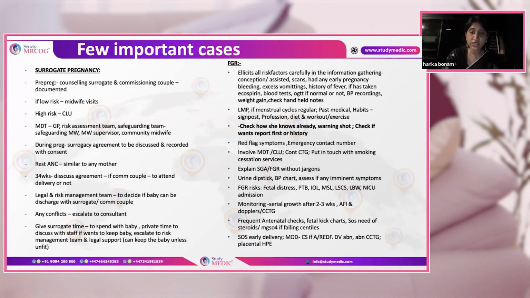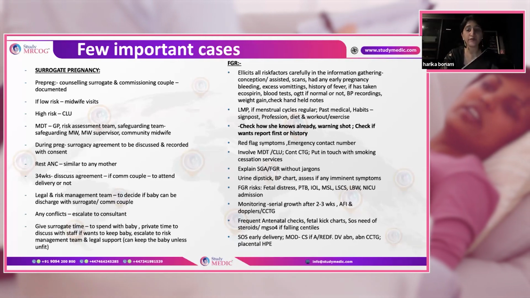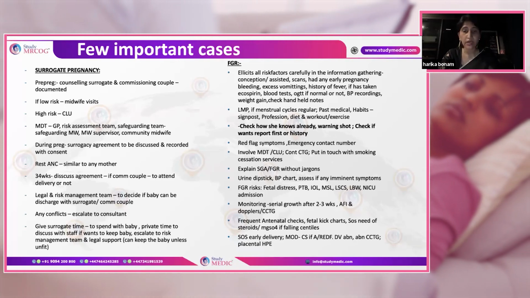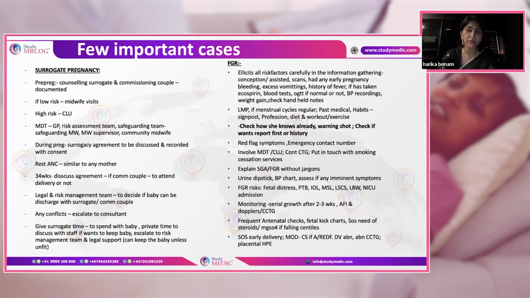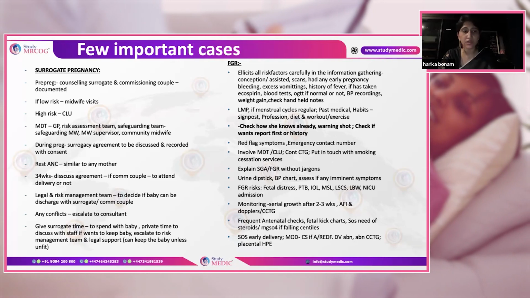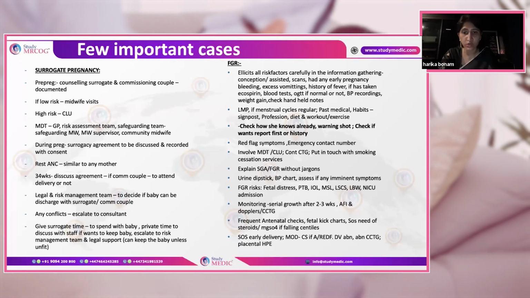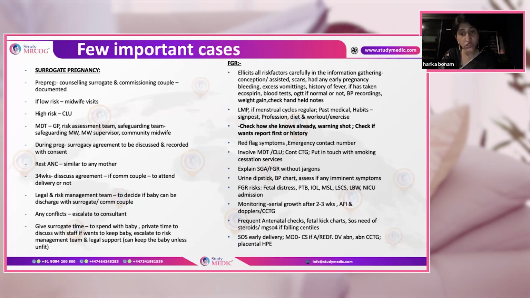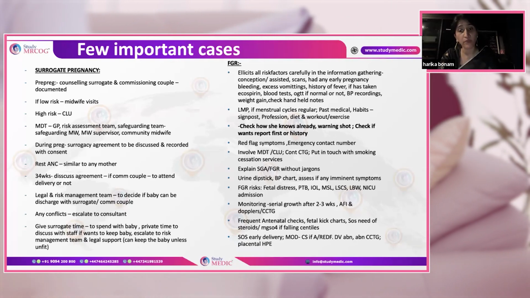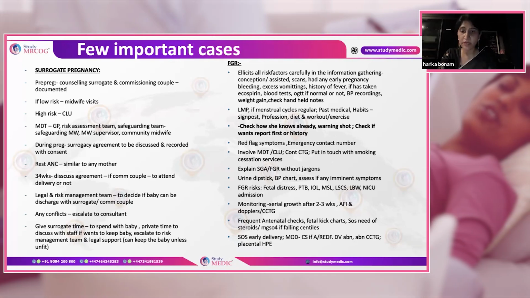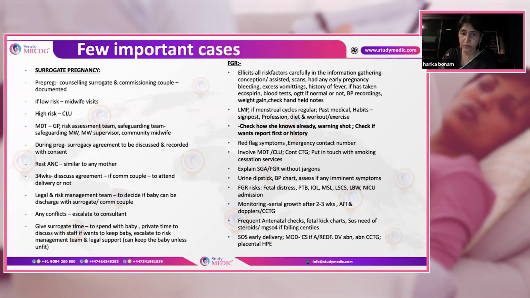When you're explaining SGA/FGR, you have to explain it without jargon. Let it be SGA or FGR. The minute difference, whatever is there, like the Dopplers are normal or the centiles, you have to explain to the patient without any jargon. All FGR patients, do a urine dipstick because there could be a component of preeclampsia, and do BP charting and ask if she has any imminent symptoms.